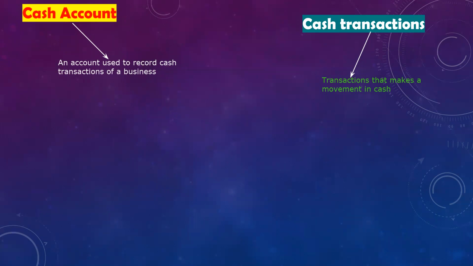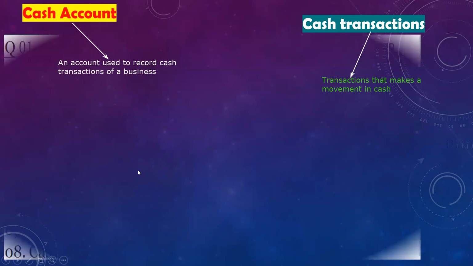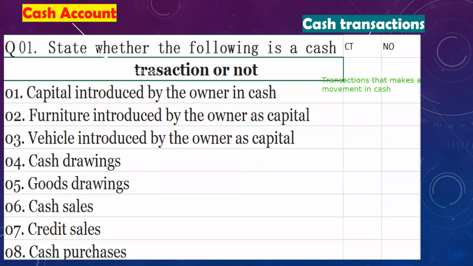Here we go. I have given some transactions over here. So state whether the following is a cash transaction or not. This is a cash transaction. I have put CT, right? You have to put a tick on it, right? Now listen to me carefully. Number one, capital introduced by the owner in cash.